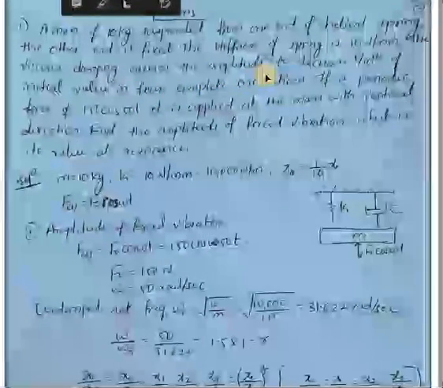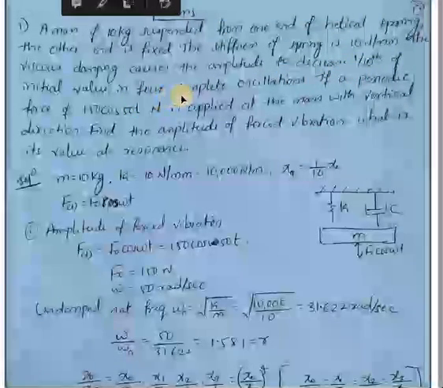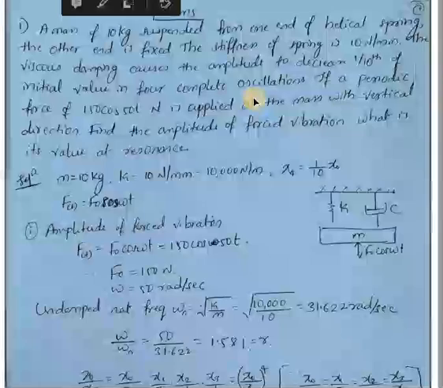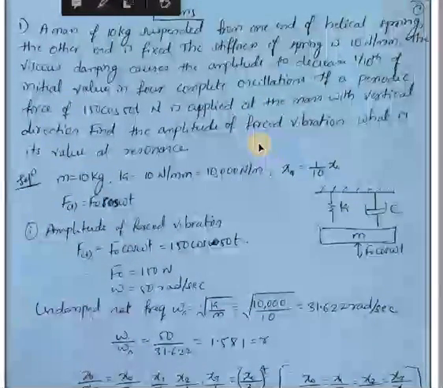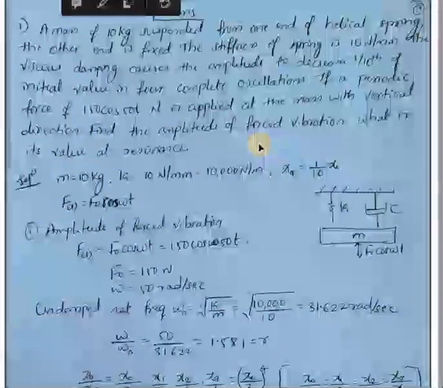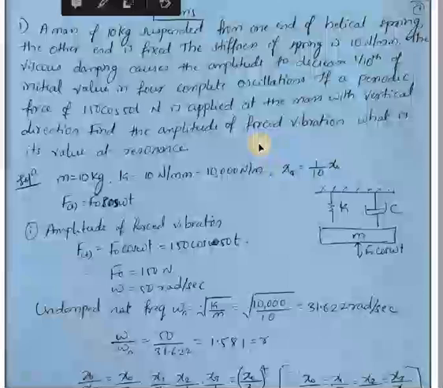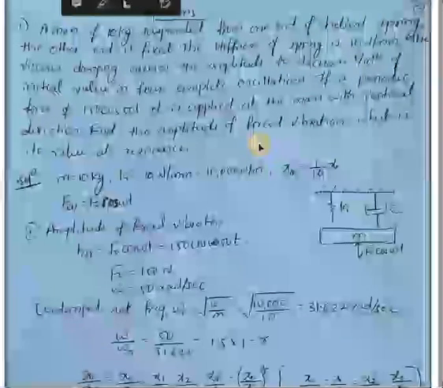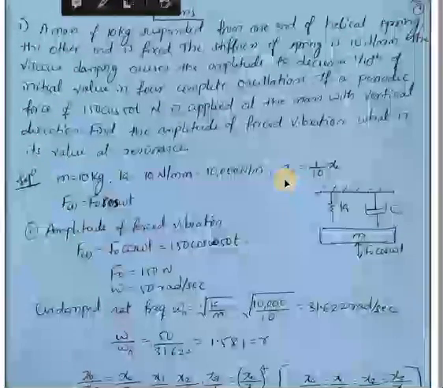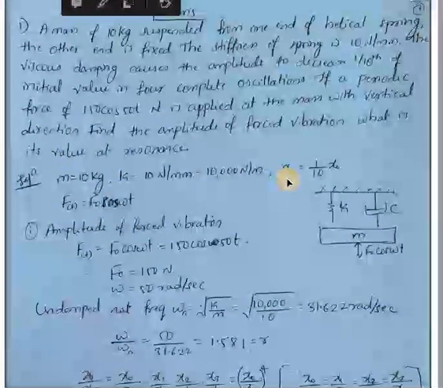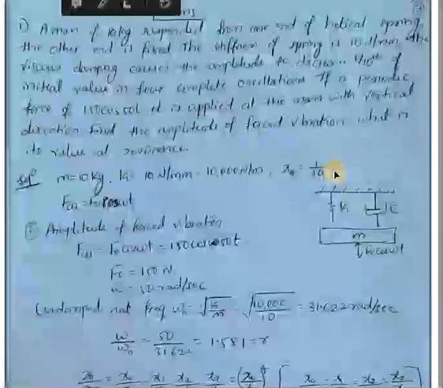The amplitude decreases to 1/10 of its initial value in 4 complete oscillations. That means the number of oscillations is 4, and it will decrease its value to 1/10 of its initial value. So for example, at the 4th oscillation, if I take the displacement as x4, the value of x4 will be 1/10 of the initial value, that is x0.